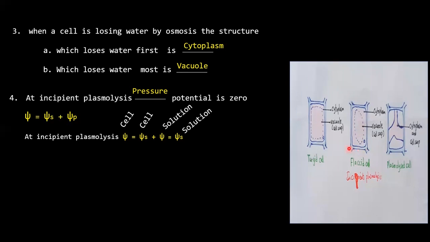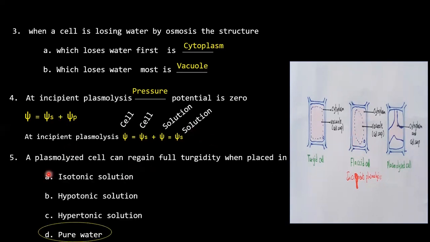And the solution that bathes the cell, the water potential of the solution is the same as the solute potential of the solution. Everything is at equilibrium. That is at incipient plasmolysis. This is the equation. Then we have a plasmolyzed cell, question 5.